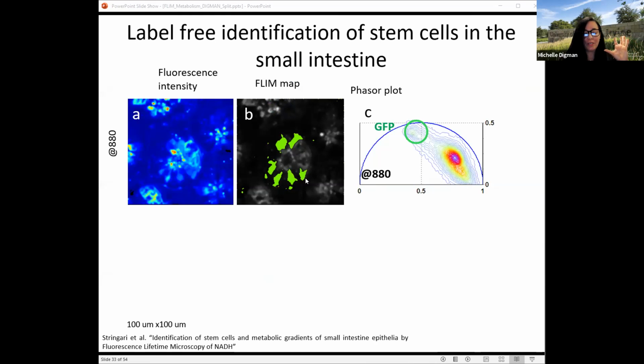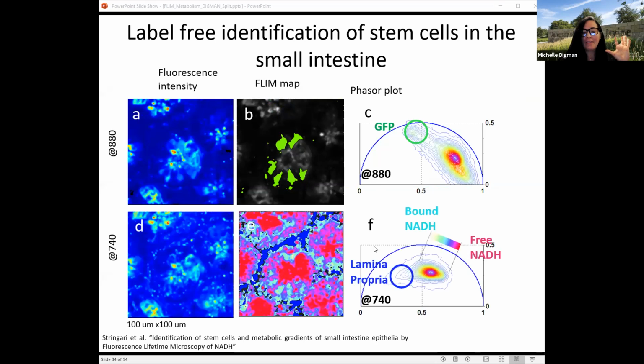You could see the GFP identifying here, and then the free and bound NADH here. You could see that these cells are very, very glycolytic. They're pink, they're more free NADH, and the cells surrounding here are more bound. And those cells, if you colocalize these, are stem cells surrounded by something called the Paneth cells.